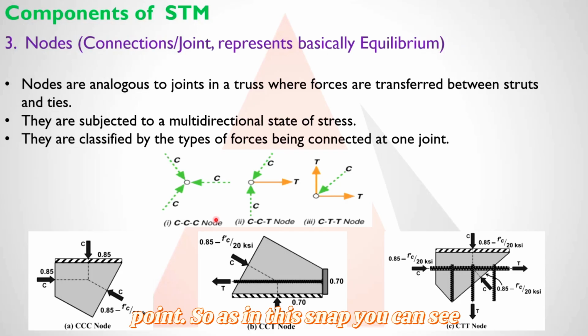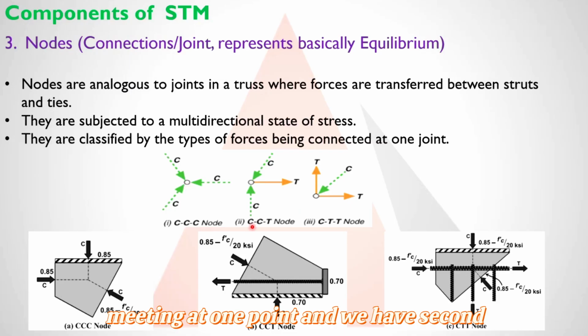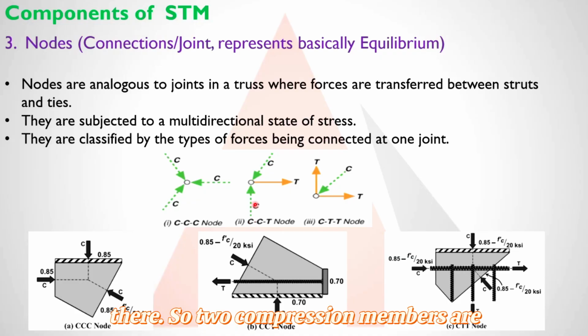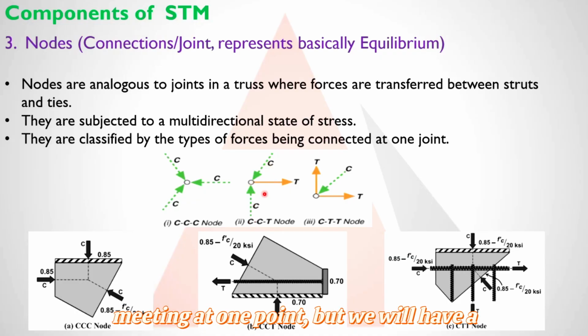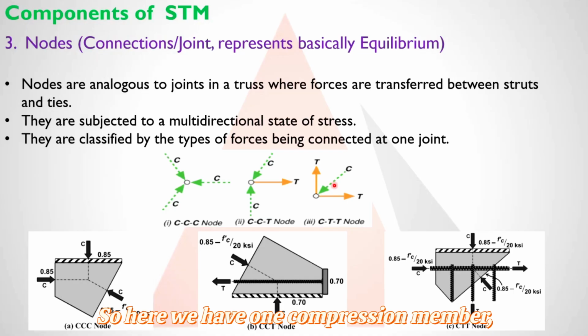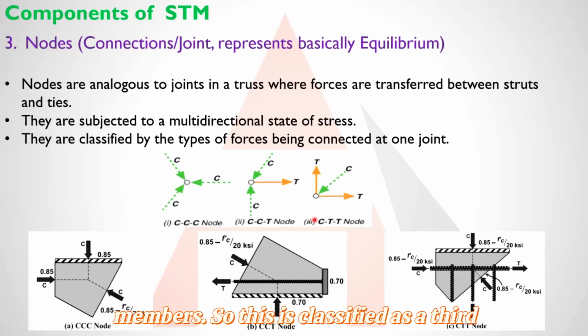They are classified by the types of forces being connected at one point. So as in this snap, you can see we will have a CCC node, where all the compression members are meeting at one point. Second is the CCT node, in which two Cs are there. So two compression members are meeting at one point, but we will have one tension member, so one T is there. And the third one is the CTT node. So here we have one compression member, but we have two perpendicular tension members. So this is classified as the third one.